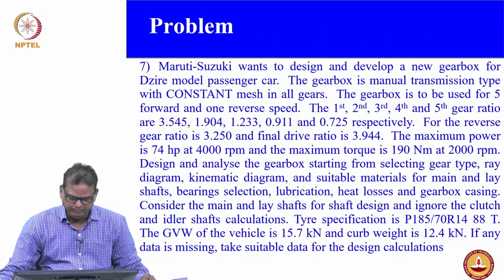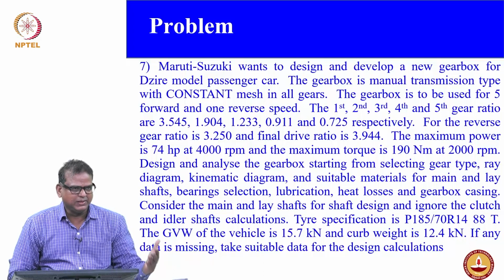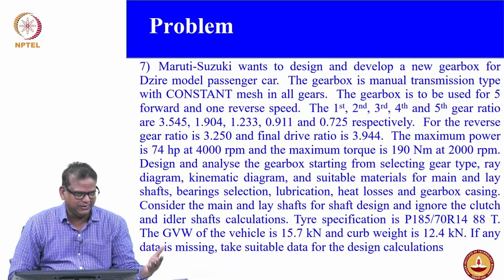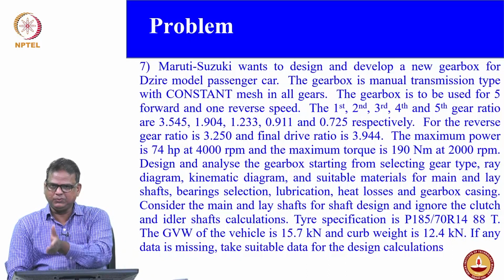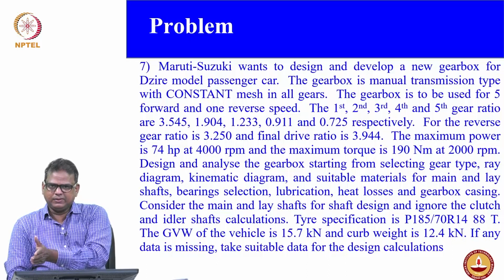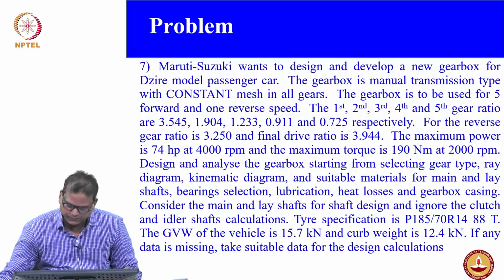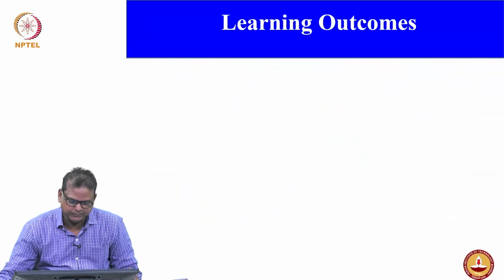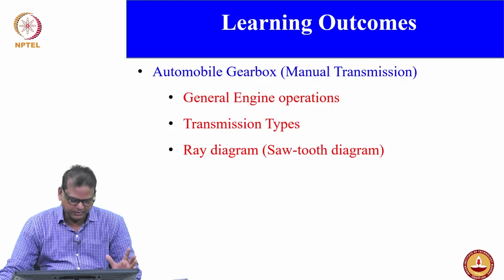We will continue the problem. In this problem, what we have done so far is the ray diagram aspect. For each speed, using a tire formula, we found the tire radius. With that we tried to find the gear ratio, final drive ratio, and overall ratio. From the overall ratio we moved to vehicle speed. From the vehicle speed we have completed this ray diagram.